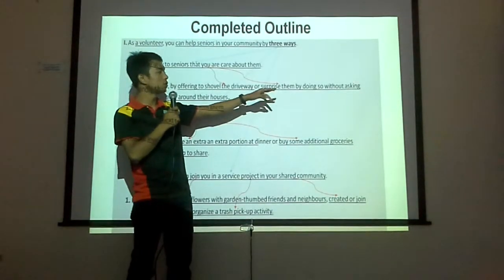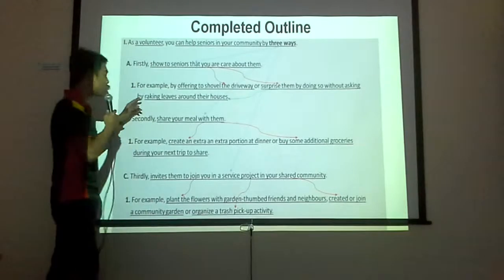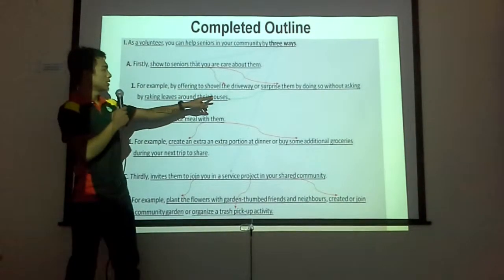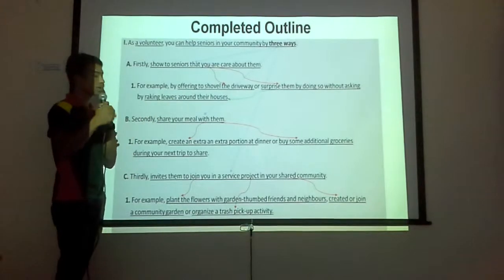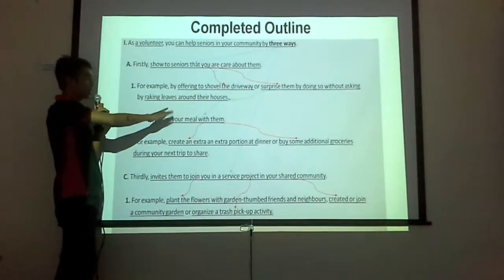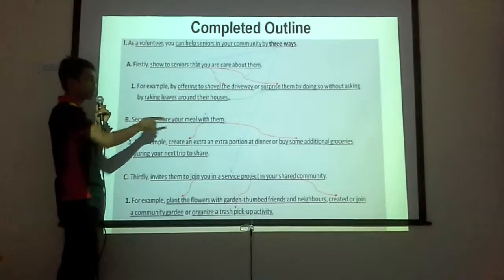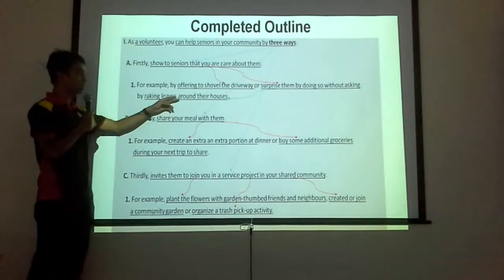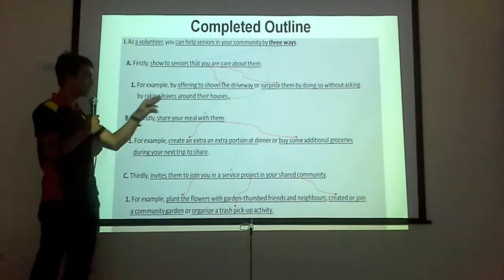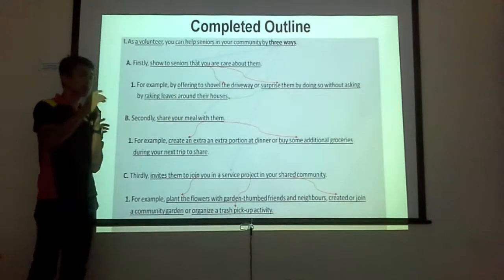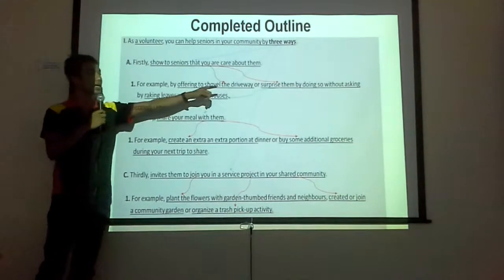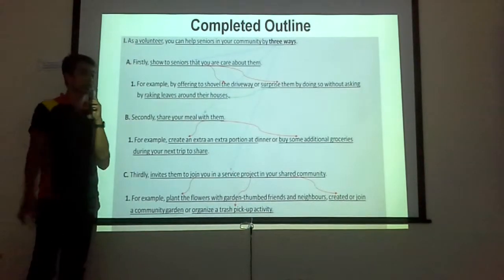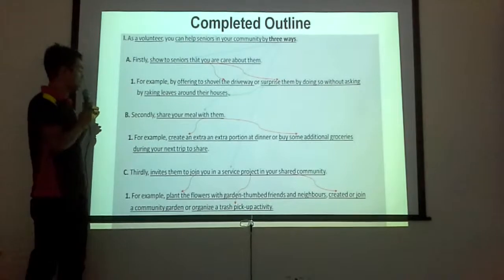Surprise them by doing so without asking, by raking leaves around their house, can be a second sub-supporting point. And the second sub-supporting point is surprise them by doing so without asking, by raking leaves around their house. I hope you can understand what I say. Okay.